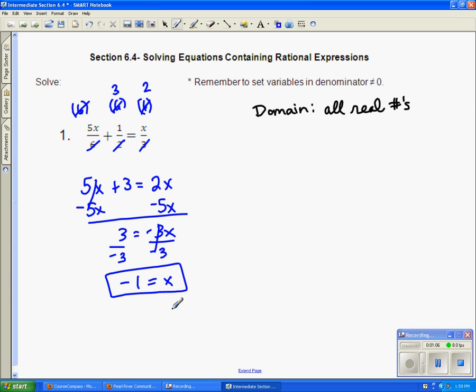And we said that we can check our answer by plugging negative 1 back in everywhere x is at in the original problem and solving to see if we get a true statement. So if you'd like to do that, you may do that as well.